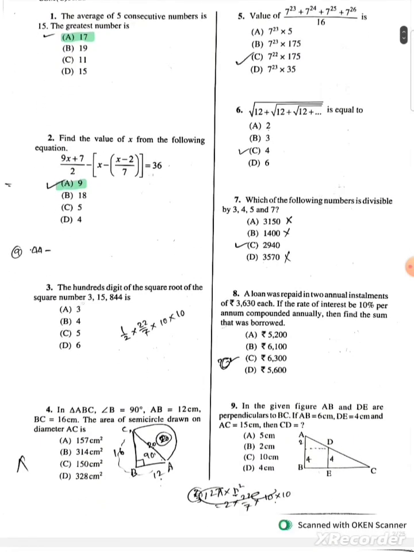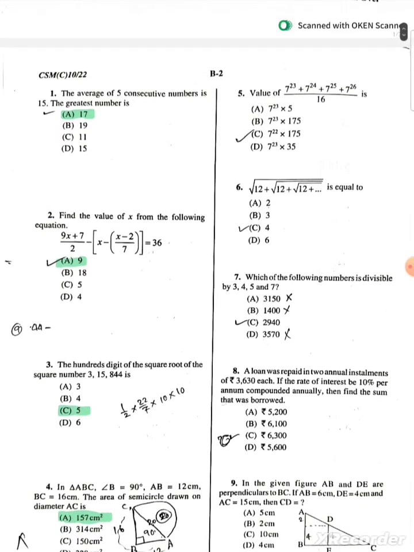Question number 3, the hundredths digit of the square root of the square number 15844. It's a number given here. After solving you will get C. Question number 4, in triangle ABC, angle B is 90 degree. AB equals 12 centimeter, BC 16 centimeter. You have to find out the area of the semicircle drawn on diameter AC. It is 157 centimeter square.